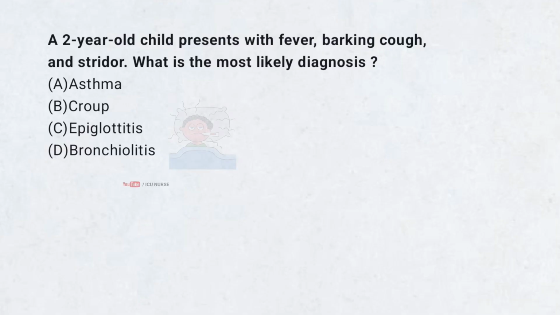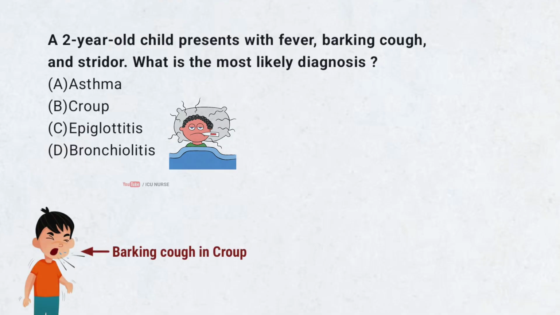A 2-year-old child presents with fever, barking cough, and stridor. What is the most likely diagnosis? A. Asthma, B. Croup, C. Epiglottitis. D. Bronchiolitis. Correct answer B.